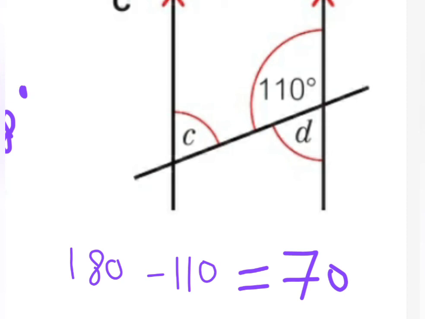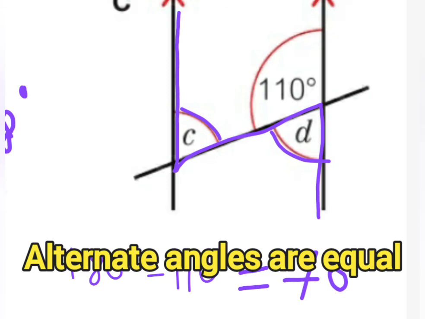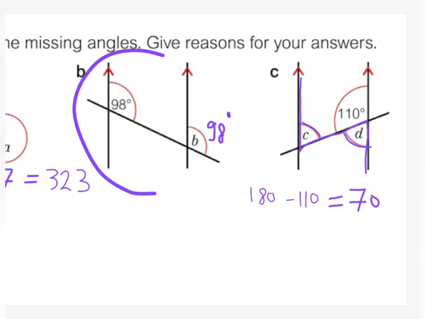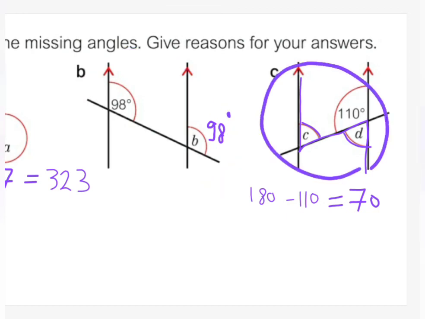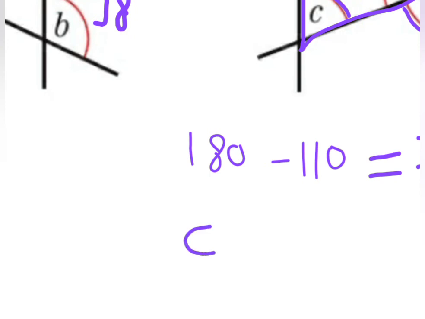Alternate angles are angles that form the letter Z together. This one and this one. So the rule says that alternate angles are equal. So we studied that corresponding angles are equal here. And here we have alternate angles. So C equals 70 and D equals 70.